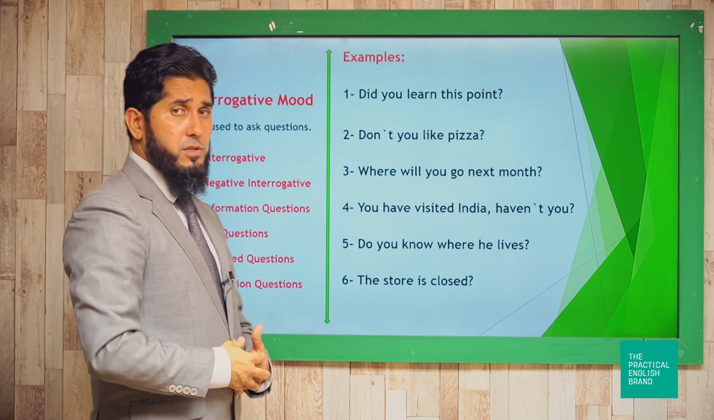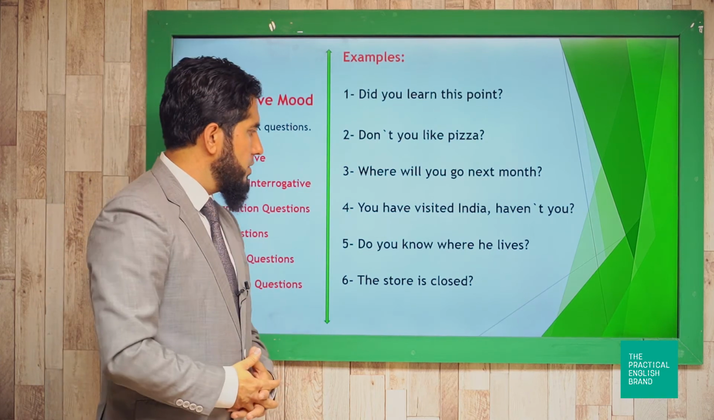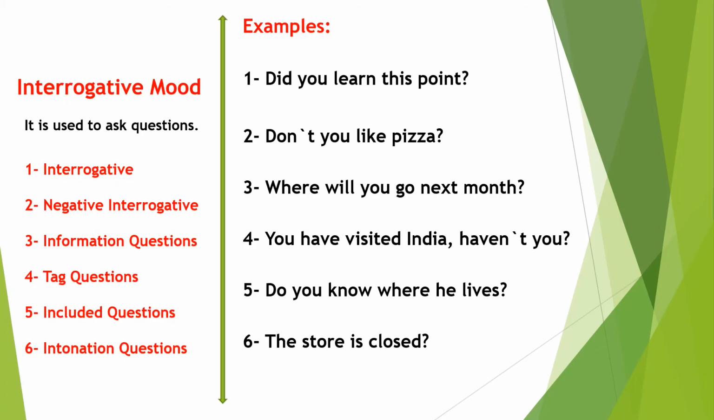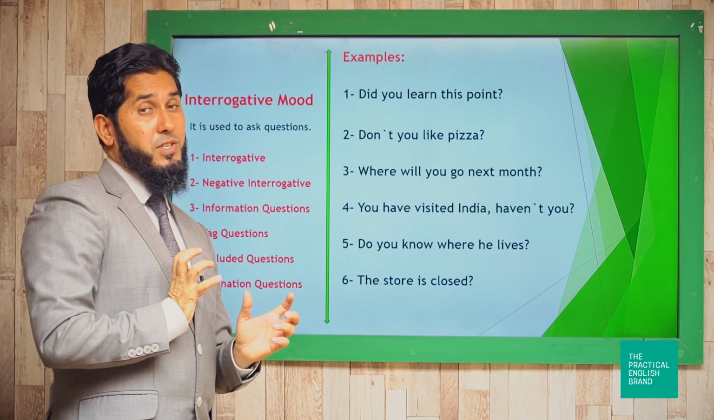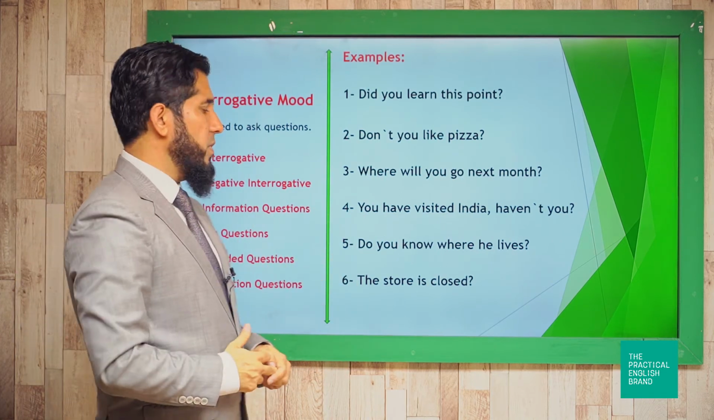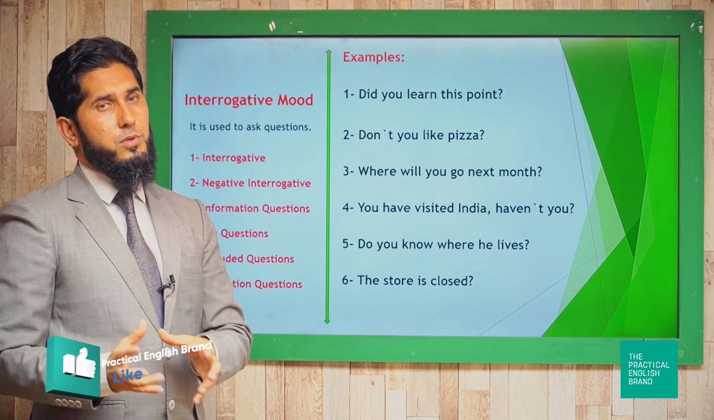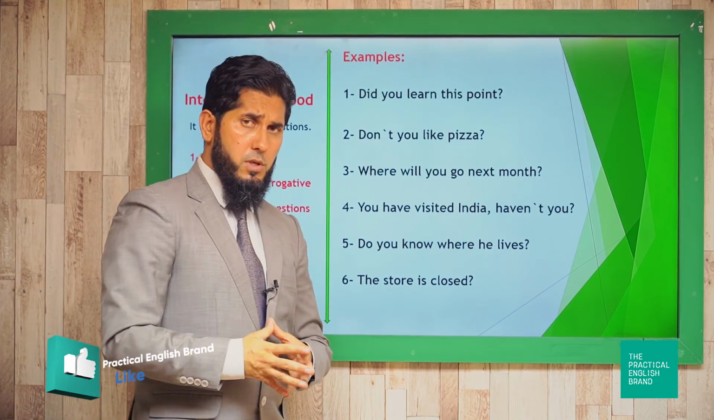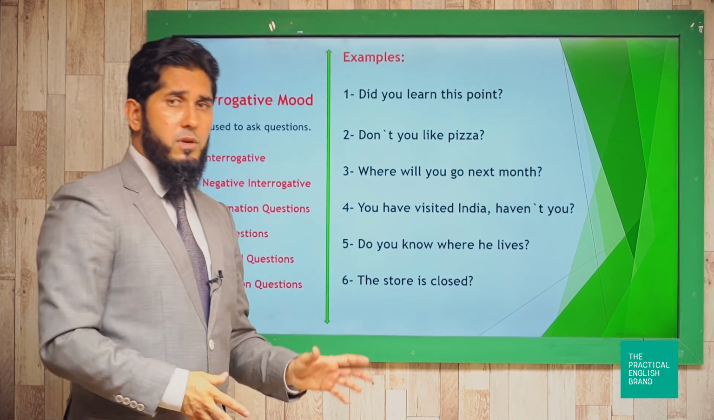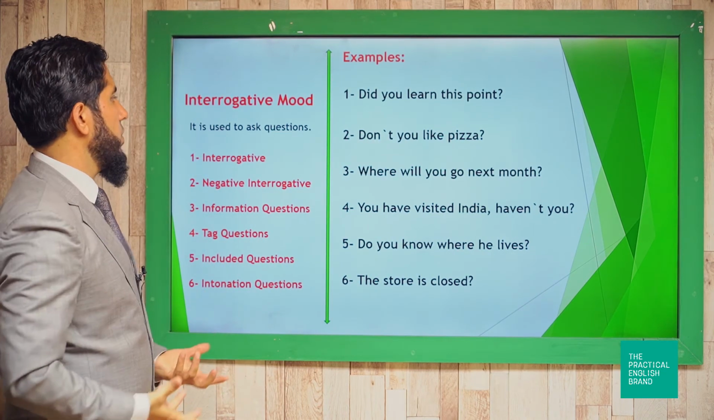So number five, do you know where he lives? See, included questions, questions within questions, or in other words, using noun clauses, okay? Do you know where he lives? Included question. And finally, the store is closed, so intonation question. When the stress comes on the last word, it means that we ask about whether the store is closed or open. So the store is closed? Intonation question. So we can put all these types of questions under this mode, interrogative mode.